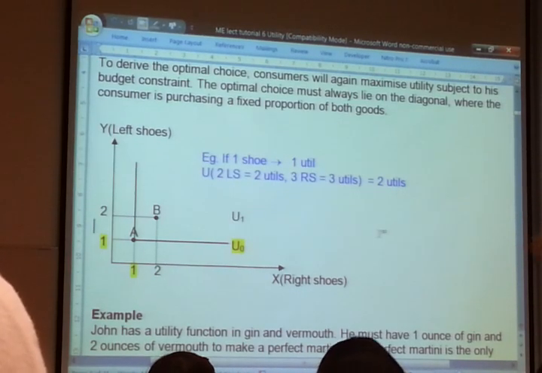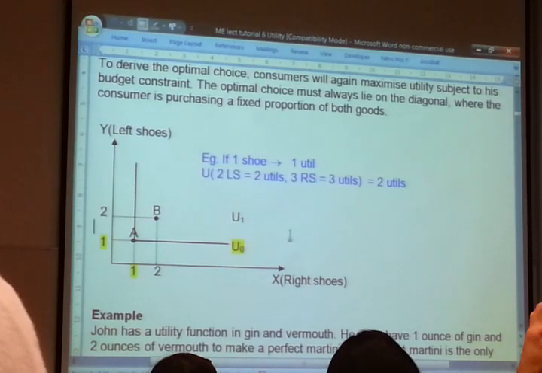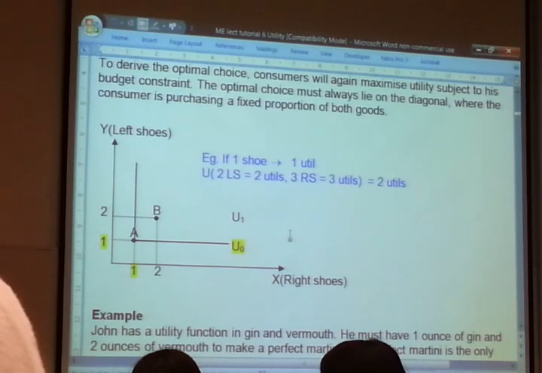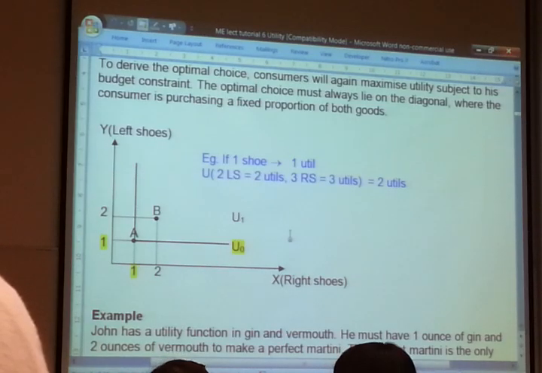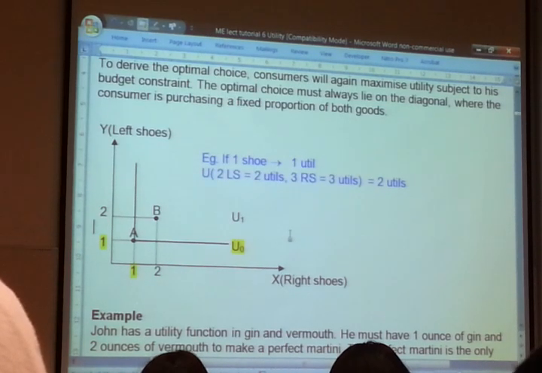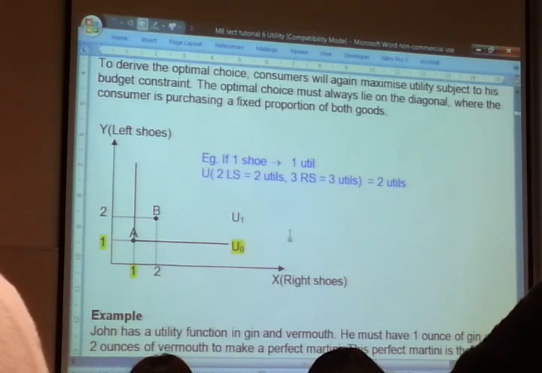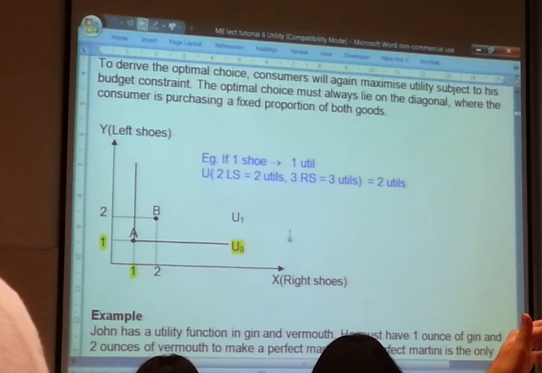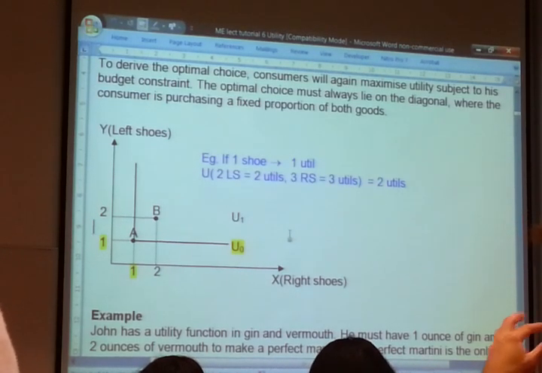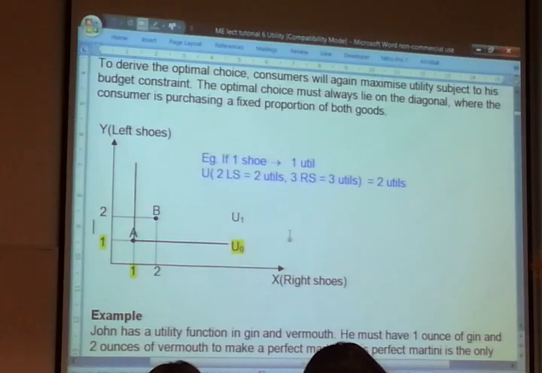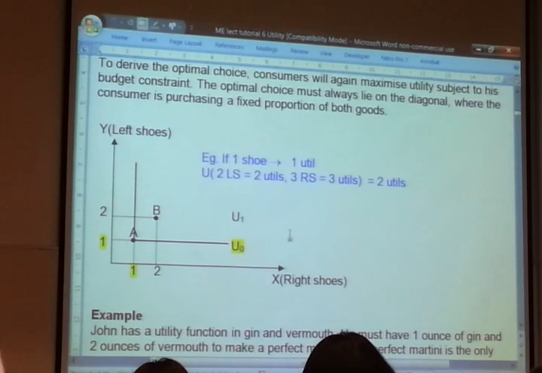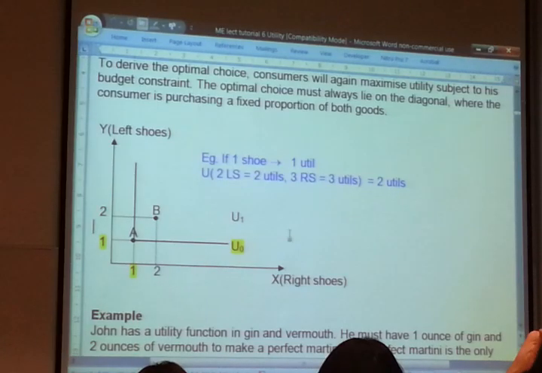Now do you think that if I have one left shoe, y equal 1, by increasing my right shoe to 2, my utility rises? So here, one left shoe, two right shoes. So does my utility increase? No, still U naught. You should know why, right? If I have one left shoe, what for am I going to have two right shoes? The other extra right shoe, where am I going to wear it?